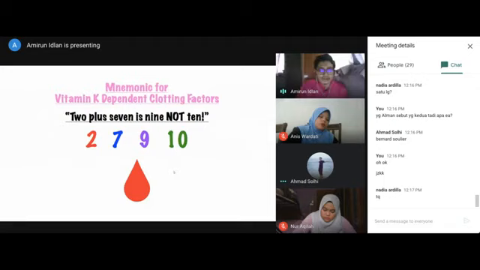I can't see the diagram. You said there is a diagram. I can't see the diagram. Okay.